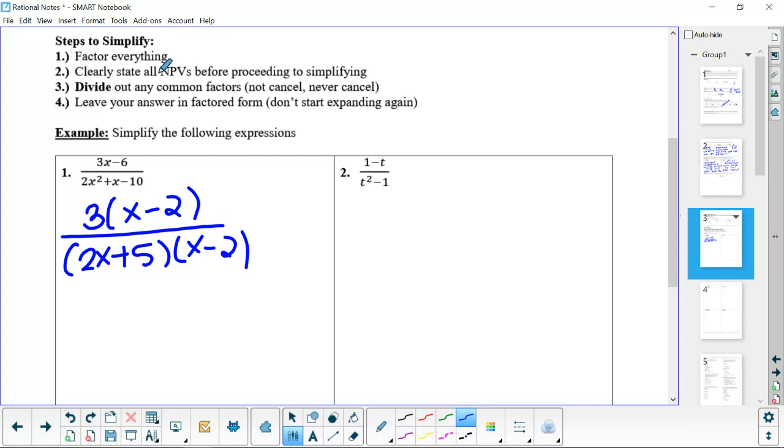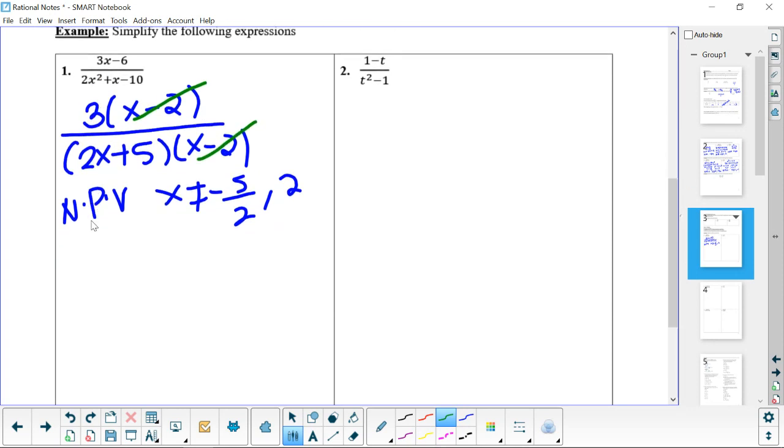Second step is clearly state all the non-permissible values. So let's look for non-permissible values here. So non-permissible values will be x should not be equal to -5/2 and x should not be equal to 2, because when I plug x as -5/2 or 2, my denominator will be 0. Step 3 is divide out any common factors. So our common factor is x minus 2. So I'm left with 3 divided by 2x plus 5.